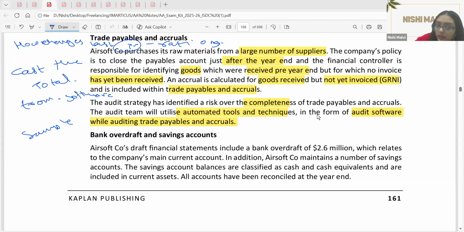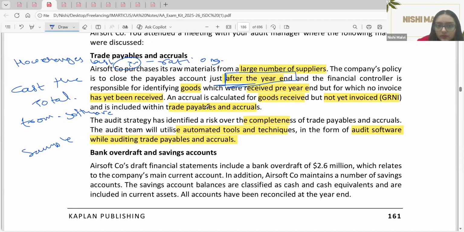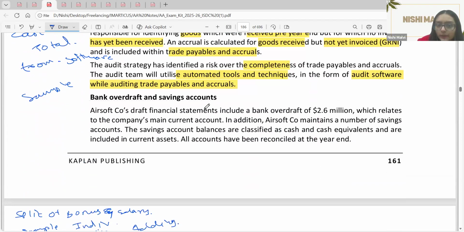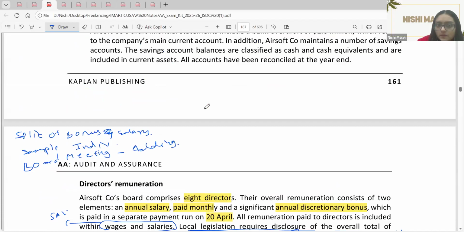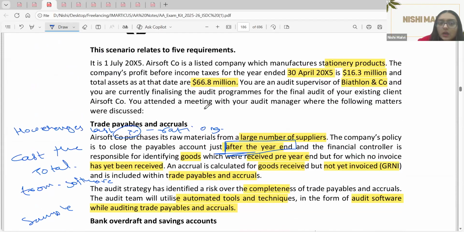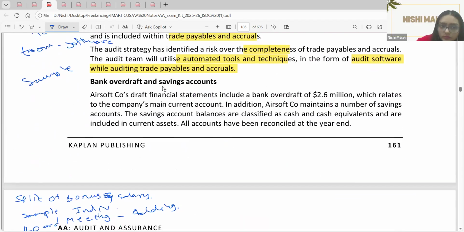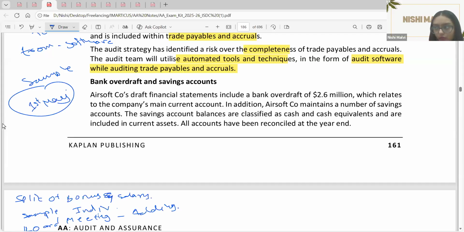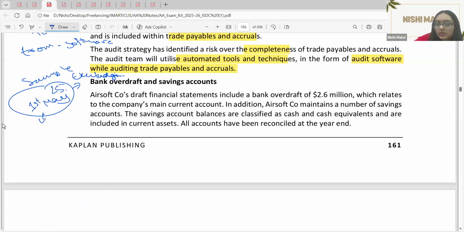The company's policy is to close payables just after the year end. And what is the year end? Okay, no, no, no. The year end is 30th April. We'll check the balance on the 1st May. You need to make sure that whatever the balances are from 1st May 25, they need to be excluded, because they are only closing after the year end. Right? That's it.